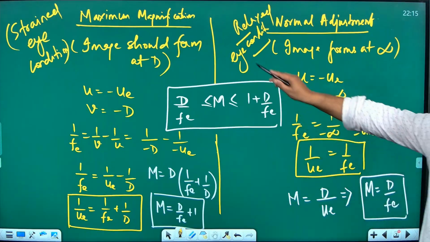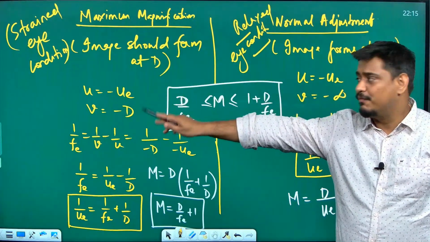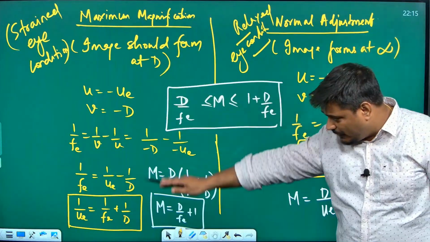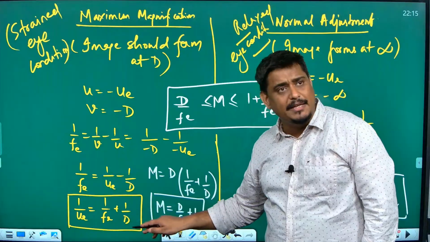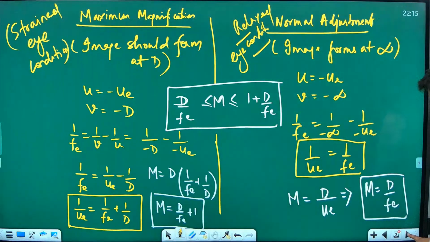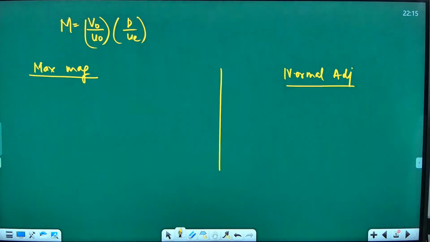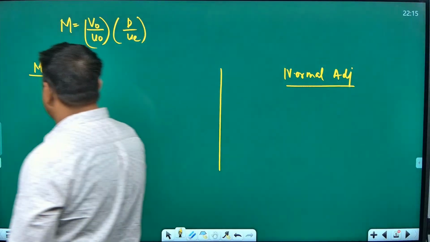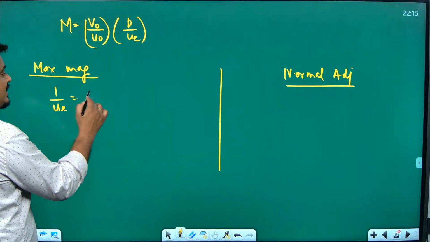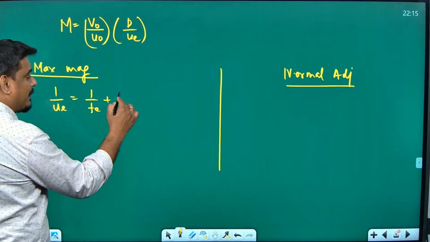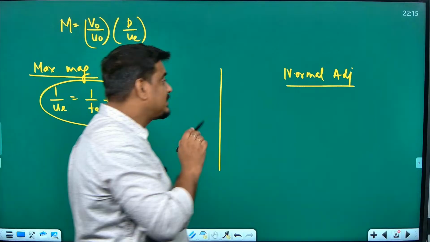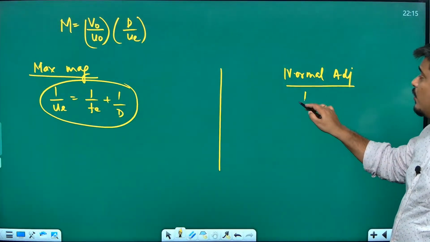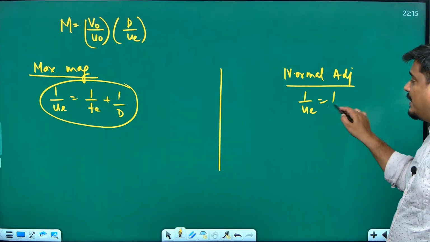That is, I am going to take U is equal to minus UE, V is equal to minus D, and I will derive this and conclude 1 by UE is equal to 1 by FE plus 1 by D. So, I am going to use 1 by UE is equal to 1 by FE plus 1 by D for maximum magnification. How it came, I have already done on the previous page. In the same way, for normal adjustment, 1 by UE is equal to 1 by FE.